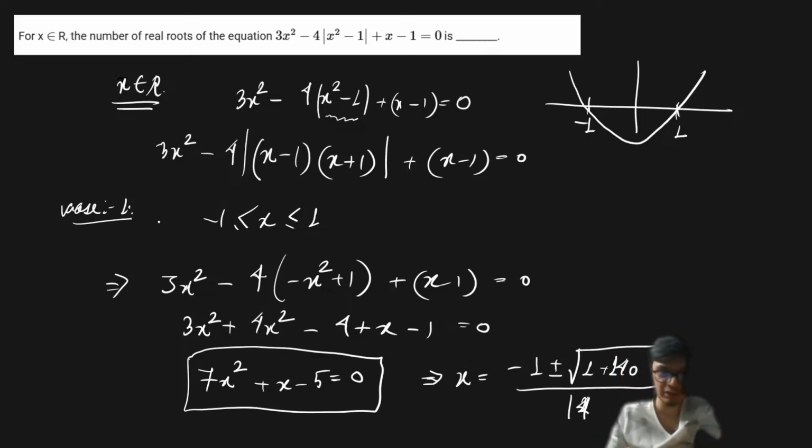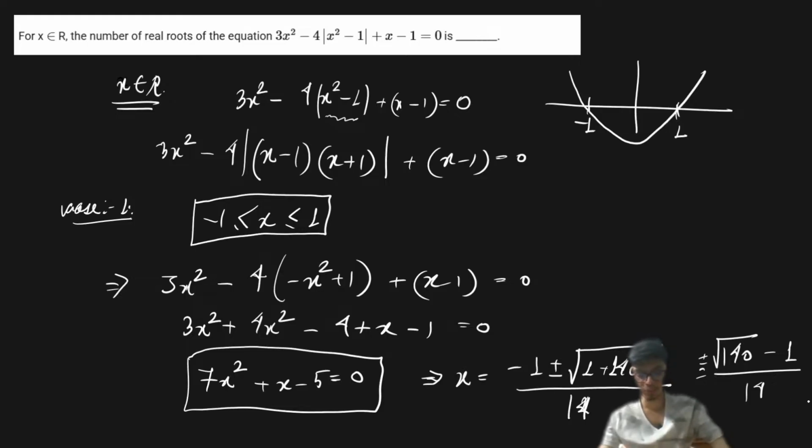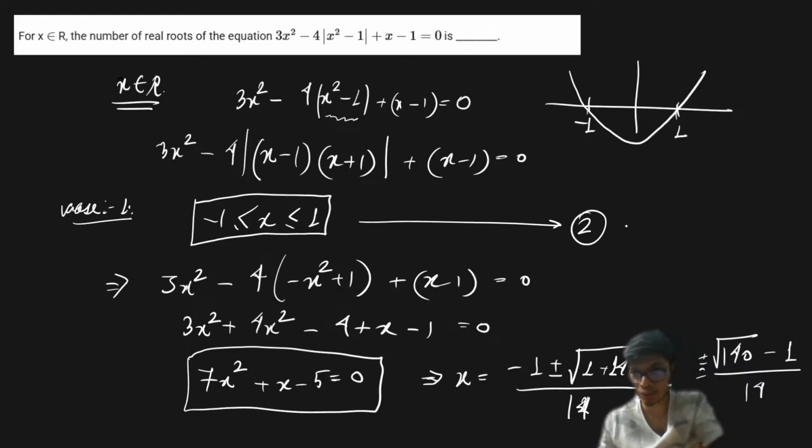But we need the solutions of x which also satisfy the condition that x lies between minus 1 and 1. The solutions are minus 1 plus or minus square root of 141 divided by 14. In this case, both values lie between minus 1 and 1. Hence, both values of x are acceptable solutions. So from this case, we will have two real roots.